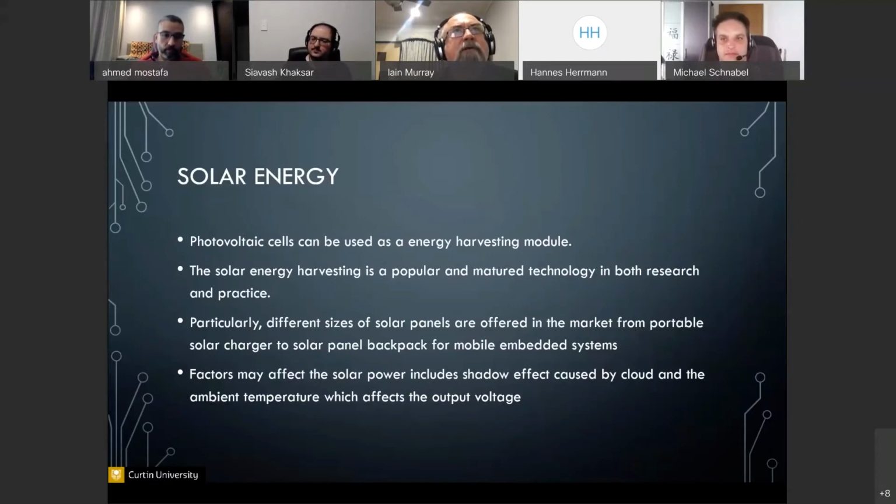So keep that in mind when you're designing. Think where it's going to be placed. Are you actually going to get a reasonable amount of sunlight on it?